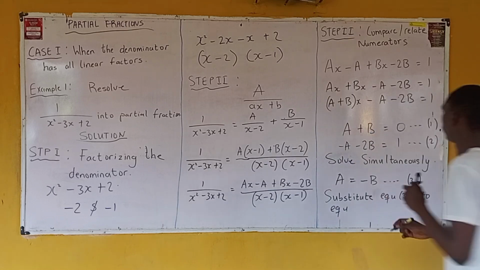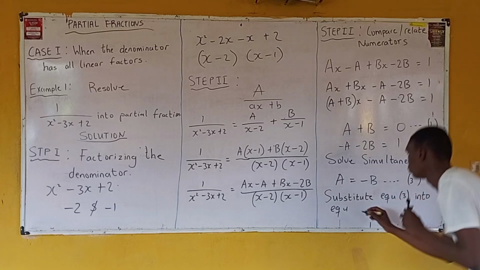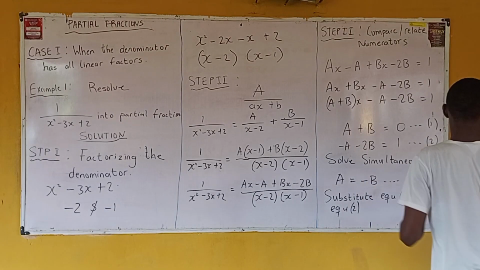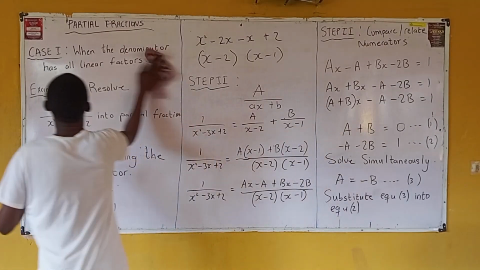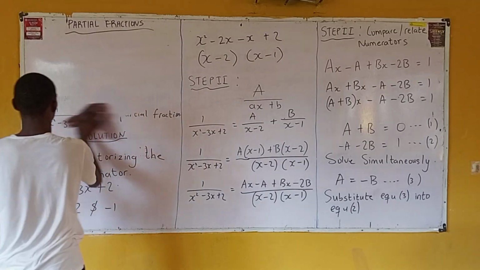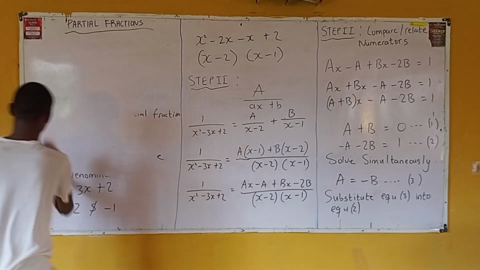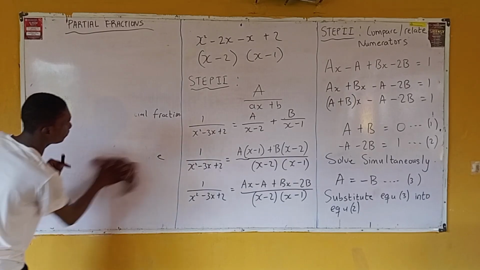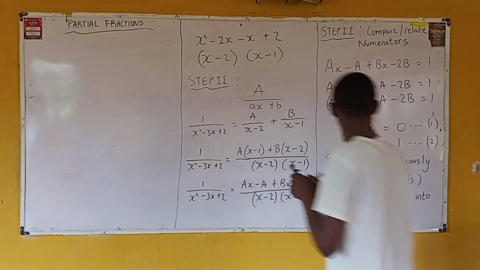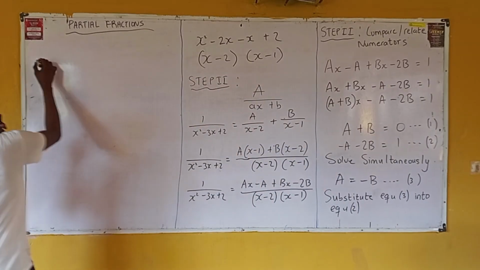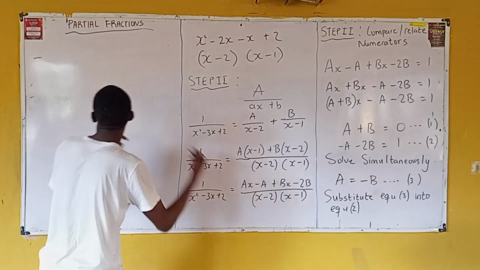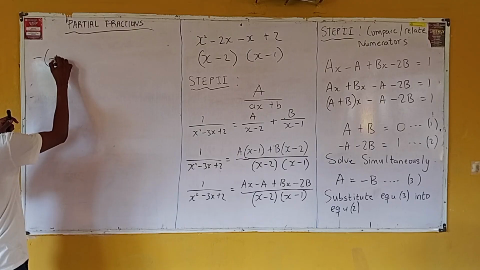Into equation what? Equation 2. Substitute equation 3 into equation 2. So you can simply say we substitute equation 3 into what? Into equation 2. So substituting, we have what? Minus, what's our a? Since our a is already minus b, we can simply say minus open bracket minus b.